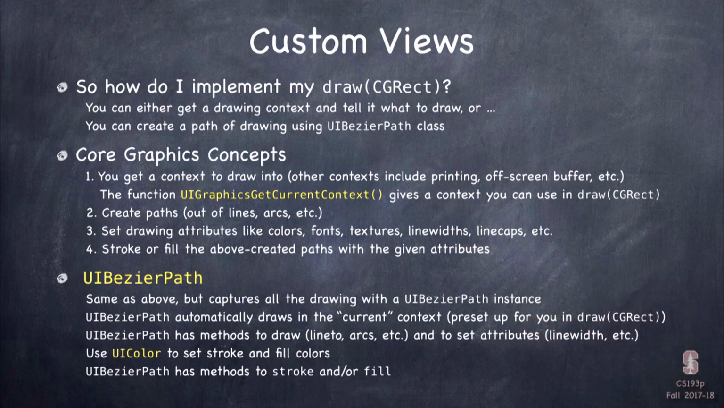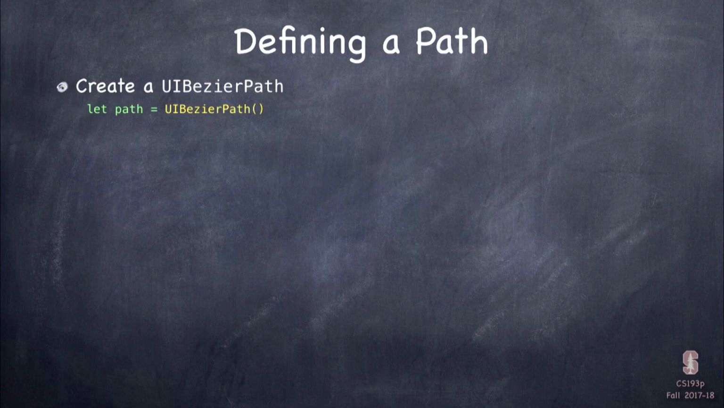So UIBezierPath does the same thing. It just does a lot of it under the covers. But it has methods for setting the line width and things like that. And it has a method to stroke and a method to fill and methods to do arc-to and line-to and all that. So it's just kind of an object-oriented collecting bag of that. So let's look at what the code looks like to draw a triangle using this mechanism.